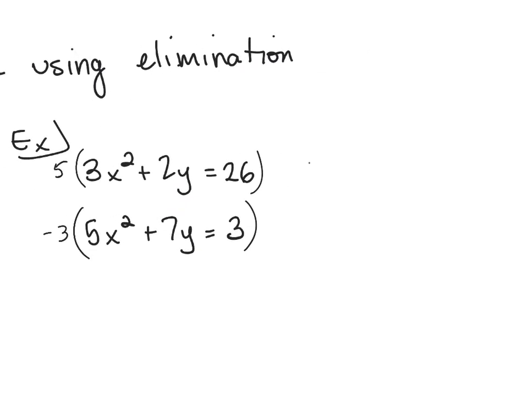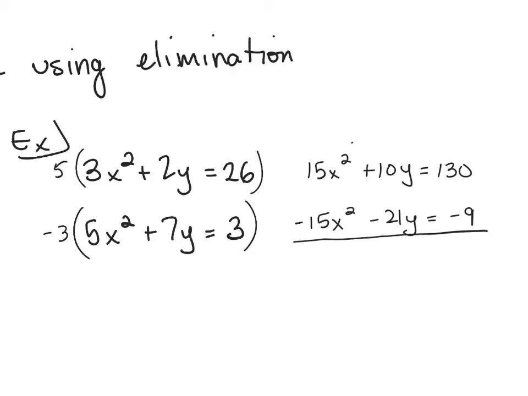give me is 15x squared plus 10y equals 130. And then the second equation would be negative 15x squared minus 21y equals negative 9. Now we can do the elimination method because we have opposite coefficients there. Those eliminate. This gives us negative 11y equals 121. So y equals negative 11.